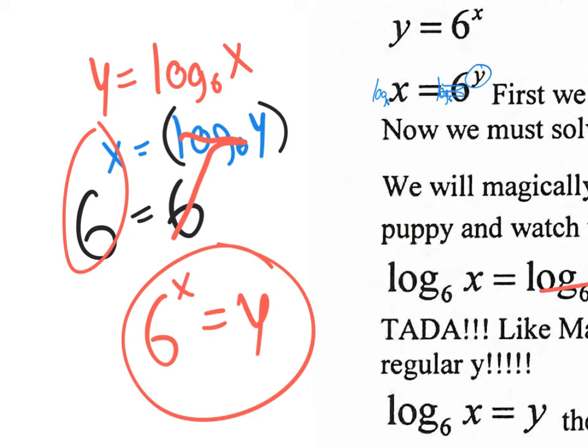I just went forward and backwards, right? I took the inverse of y equals 6 to the x. I got y equals log base 6 of x, and then I took the inverse of that to get back to that. Do we understand what I just did? No. No? You switch x and y and solve for y.